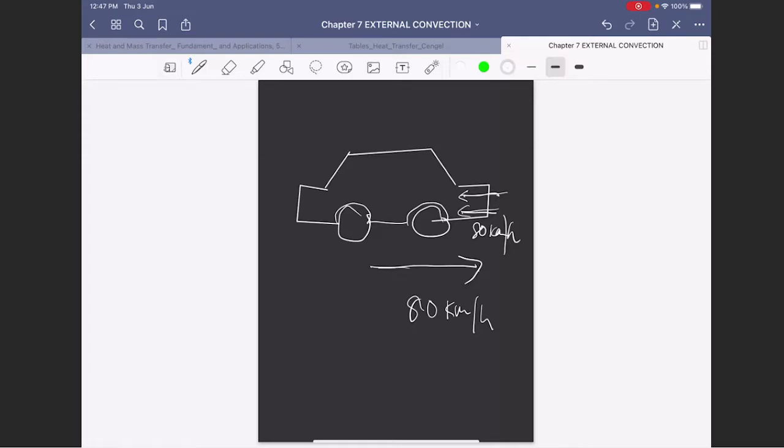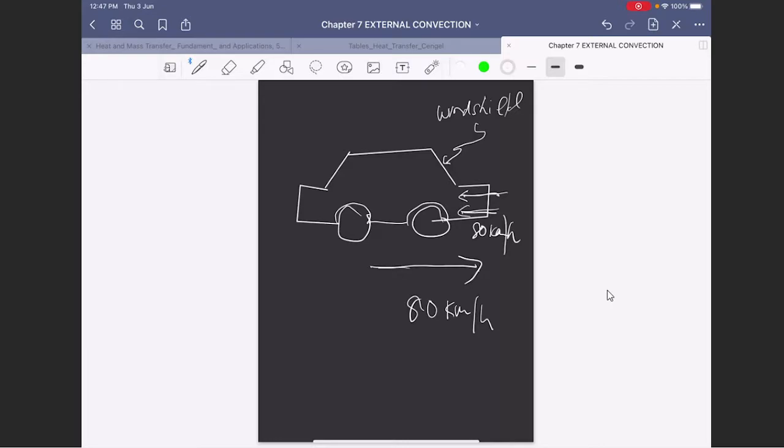So now this is your windshield. Tahu tak windshield apa? Cermin depan, not the side. The front glass or screen. Windshield lah, kita panggil windshield.